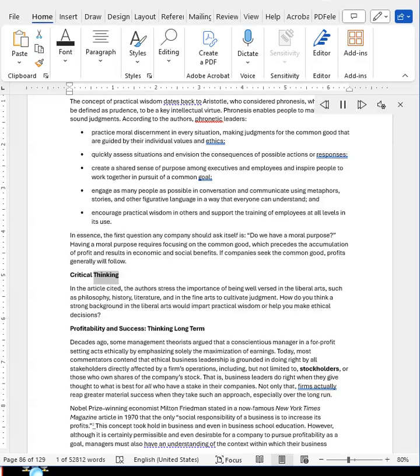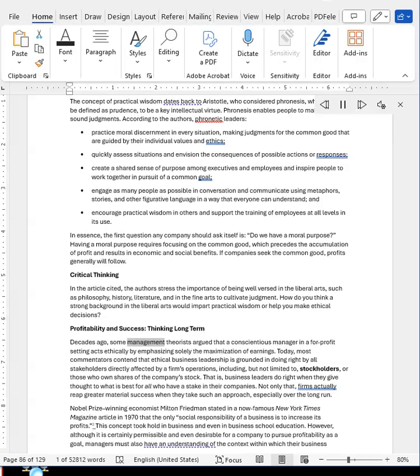Critical thinking. In the article cited, the authors stress the importance of being well-versed in the liberal arts, such as philosophy, history, literature, and in the fine arts to cultivate judgment. How do you think a strong background in the liberal arts would impart practical wisdom or help you make ethical decisions?